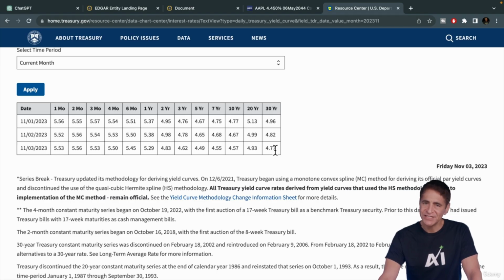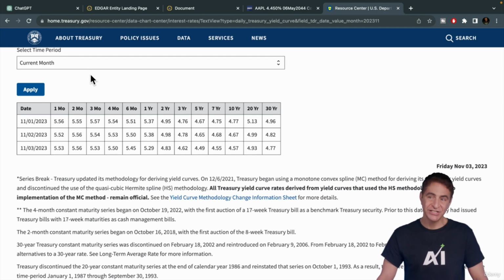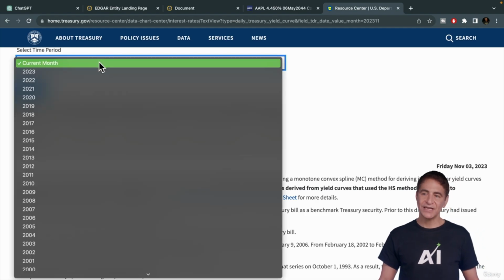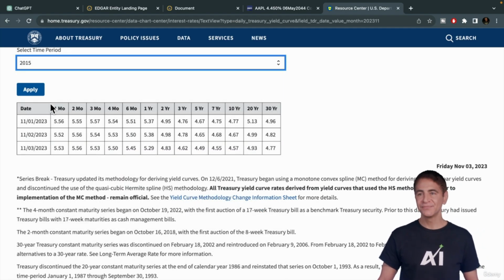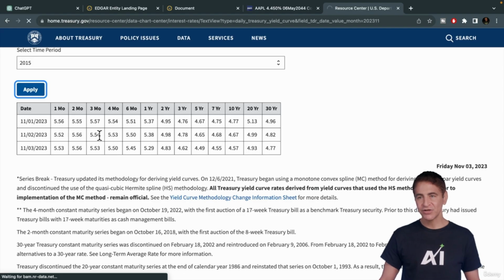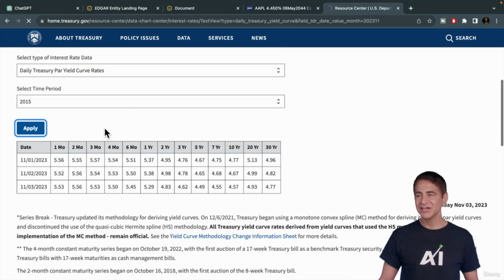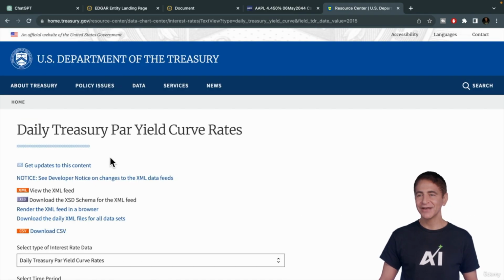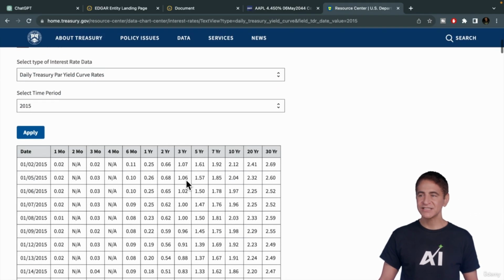So lower in the future means that the government will have to, my goodness, the economy won't be doing as well, so I'll have to cut rates. And what you can do, actually, it's fun. If we go back to a couple of years ago, some random year, you're going to have a more normalized yield curve.